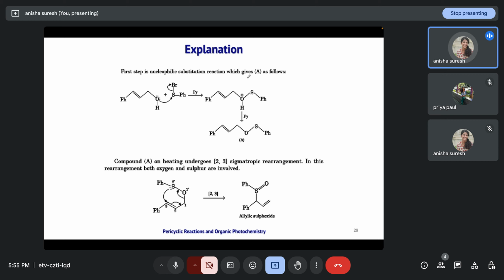Nucleophilic substitution reaction will be taking place first, resulting in the formation of this A. Then upon heating, it will undergo a 2,3 sigmatropic rearrangement in this fashion. Lone pair on sulfur will be attacking on this alkene. It will shift here, and a sulfoxide will be forming. Clear? Yes, clear.